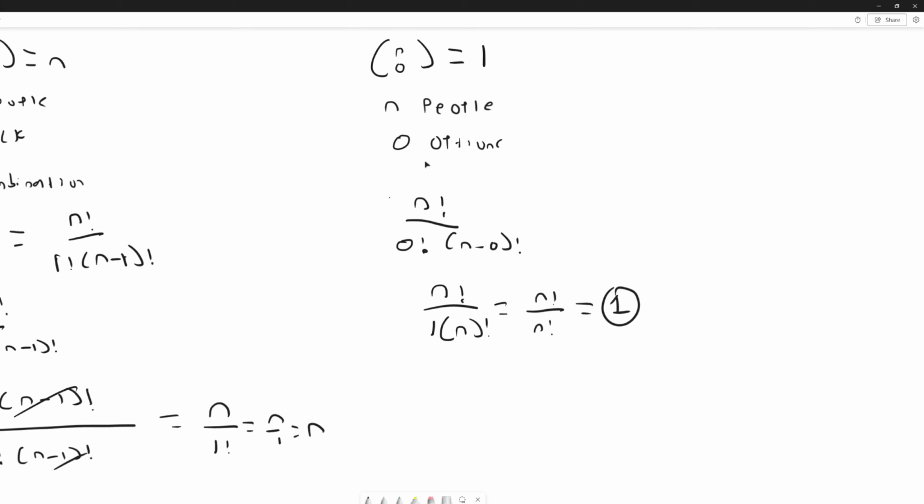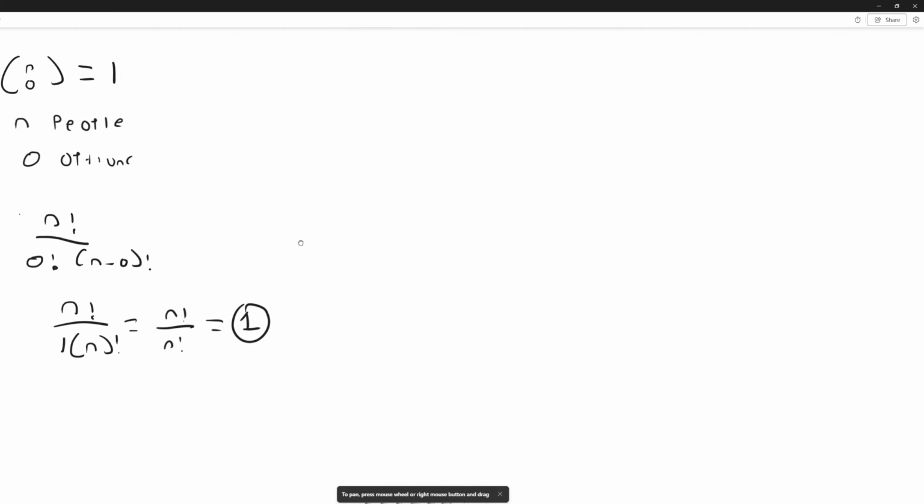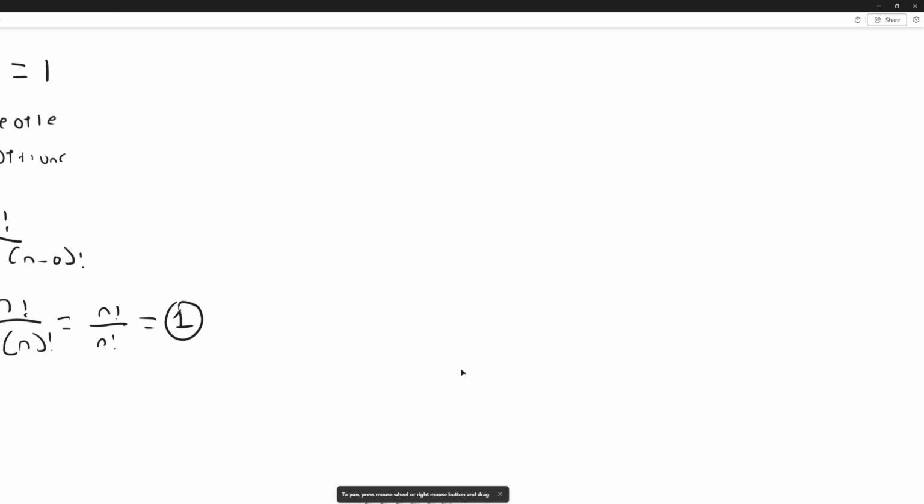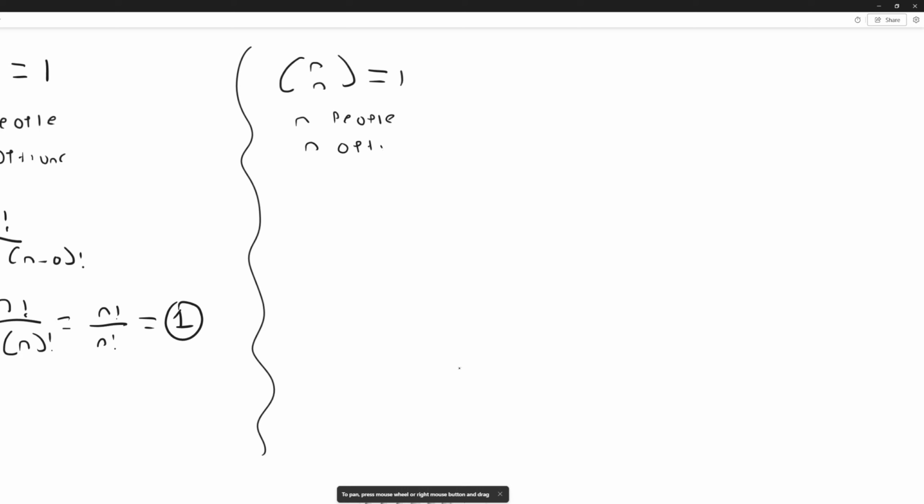Yep. So now, just like how nC0 equals 1, there's another formula, nCn equals 1. This is a rule we've all learned. Let me explain why this rule exists. So you have n people and n options. So of course your only remaining option is going to be 1, right?